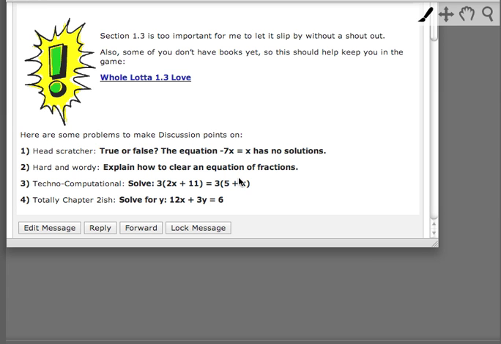Hello everyone. I wanted to work this problem from the discussion boards for 1.3, and in particular the first problem, the one that I called a head scratcher. Essentially, I'm asking you here, does this equation have any solutions?